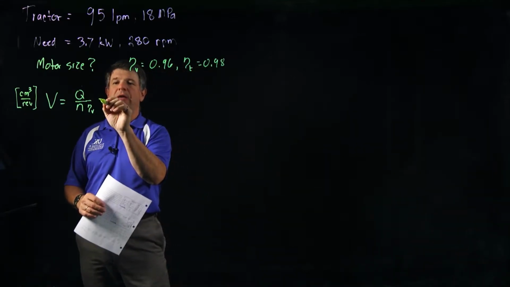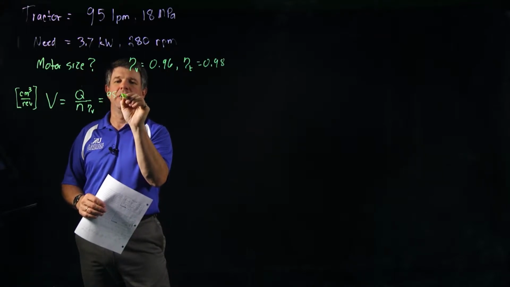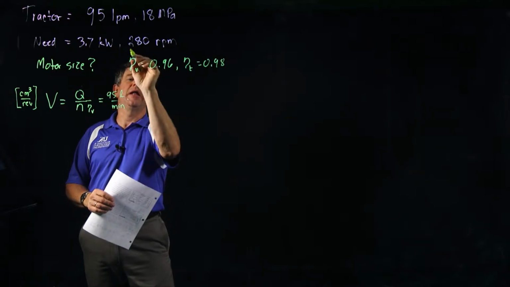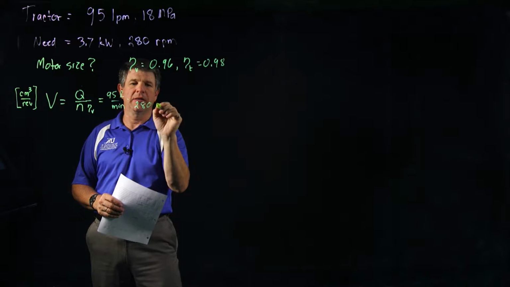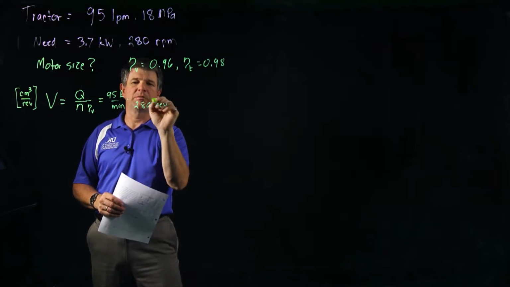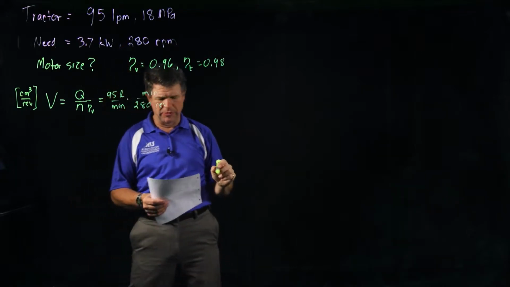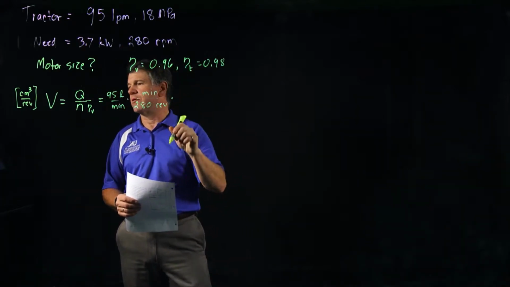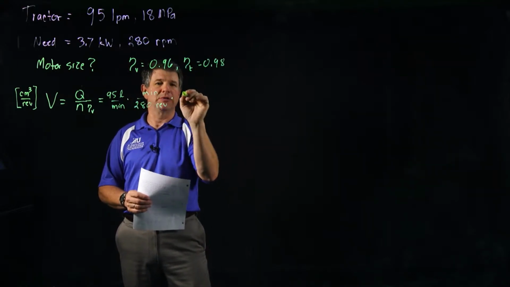So flow rate is 95 liters per minute. Speed that I need the thing to rotate is 280 revolutions per minute. Look at that. The minutes cancel off. The revolutions are in the denominator where I want them. I've got to put my efficiency in there so I don't forget it. So my volumetric efficiency is 0.96.